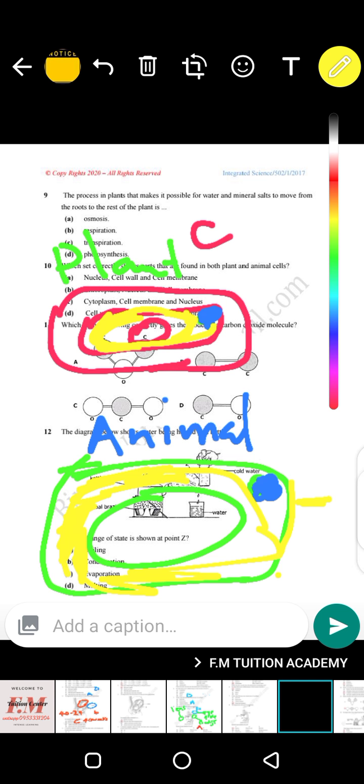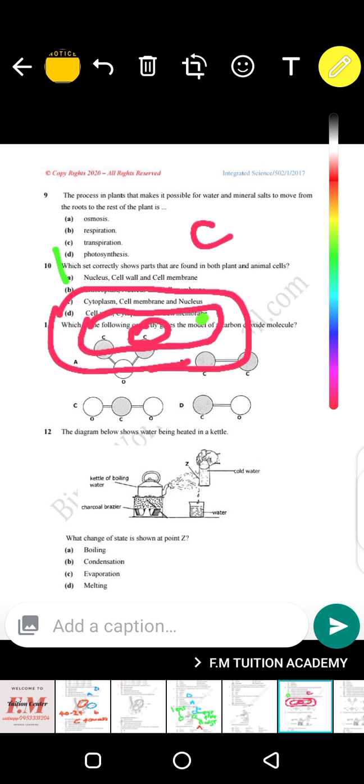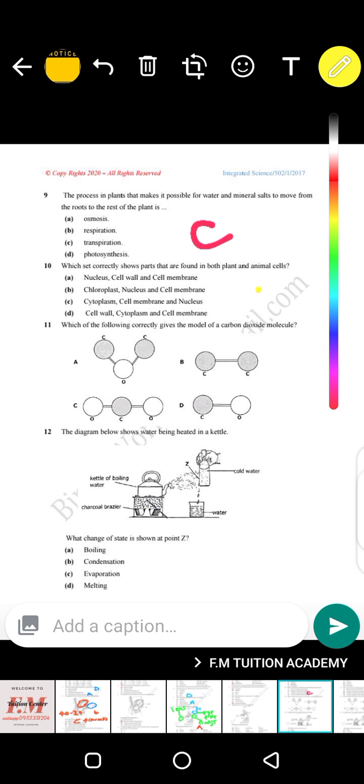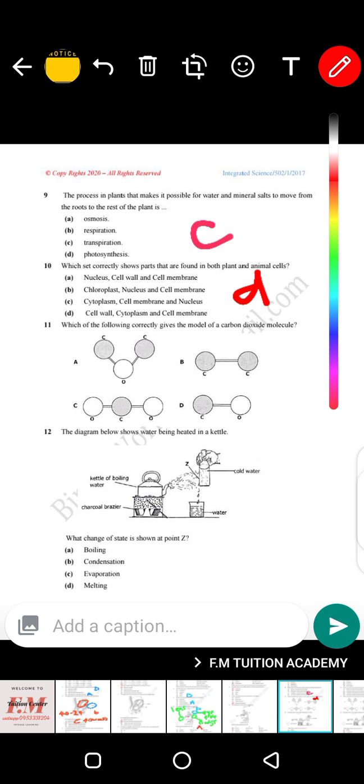If you look at the topic, you study on cells, you notice that there are three parts that are common in both animal cell and plant cell. The answer is C. We've got the cytoplasm, the cell membrane, and the nucleus. Both plant and animal cells have a cytoplasm, a cell membrane, and a nucleus. Those are the three parts found in both. Memorize them and understand them.